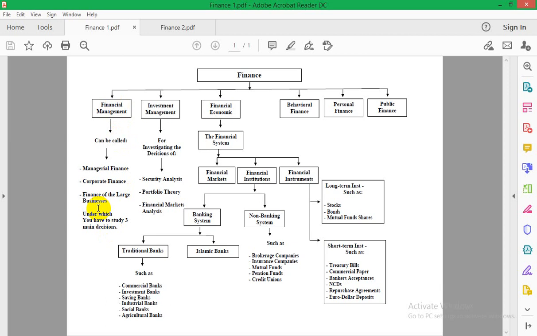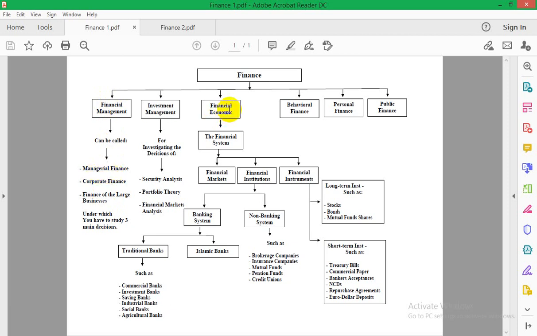So, some authors prefer to call the financial management to call it managerial finance. Some other authors prefer to call it corporate finance, and in common it can be called the financial or the finance of large businesses. This is the meaning of financial management.